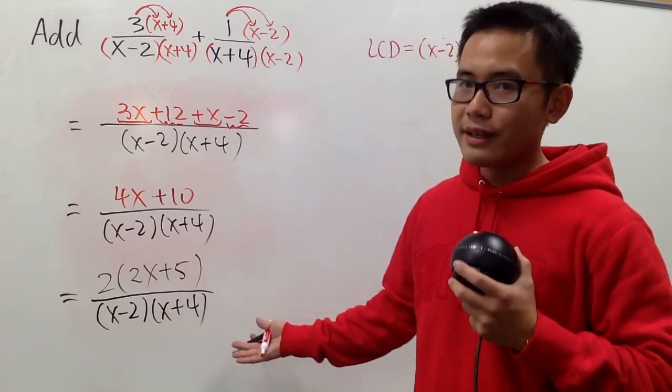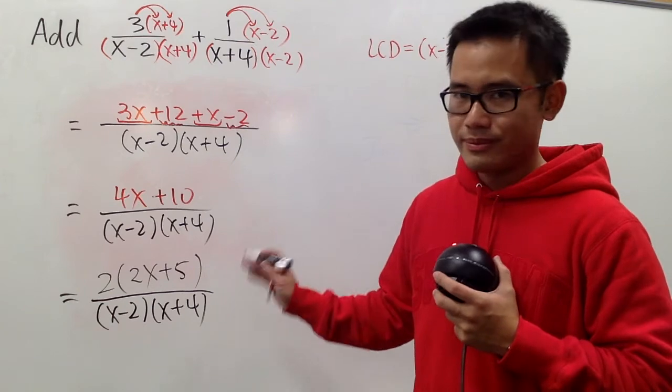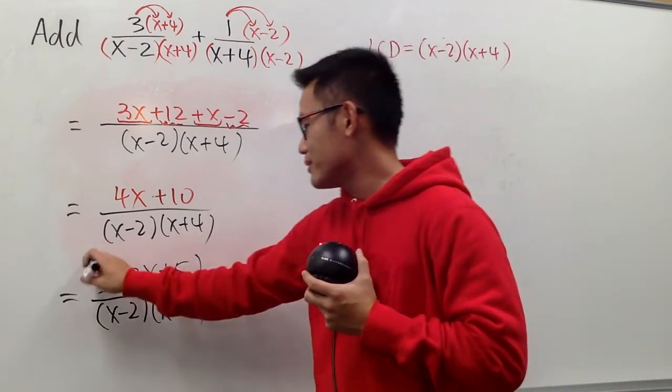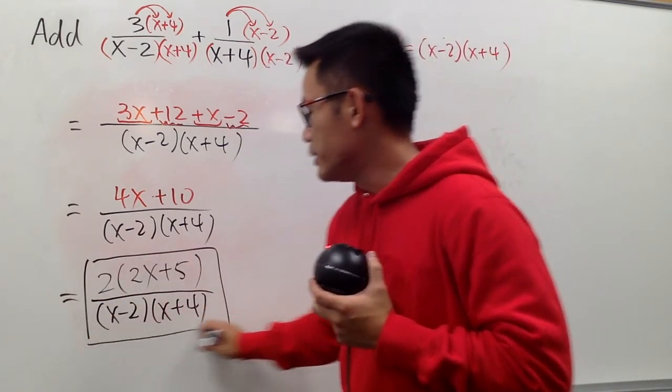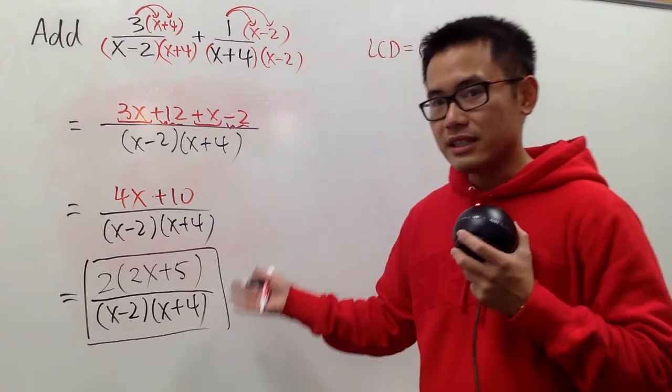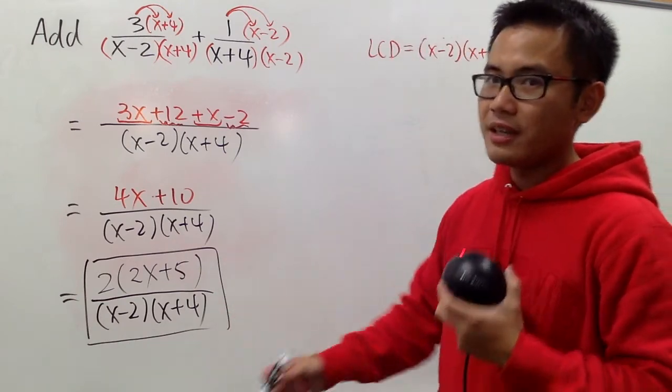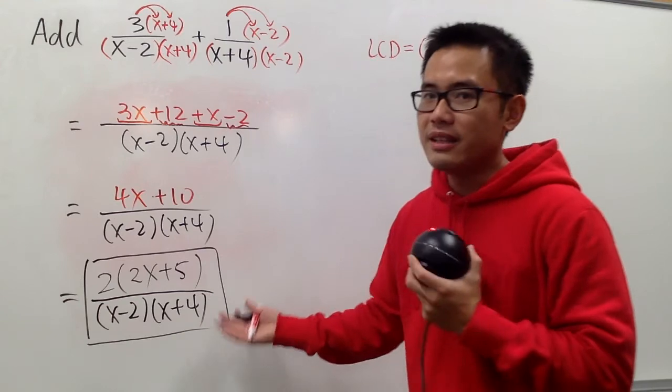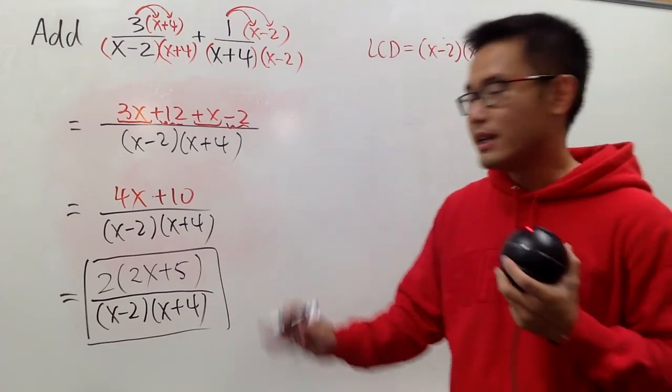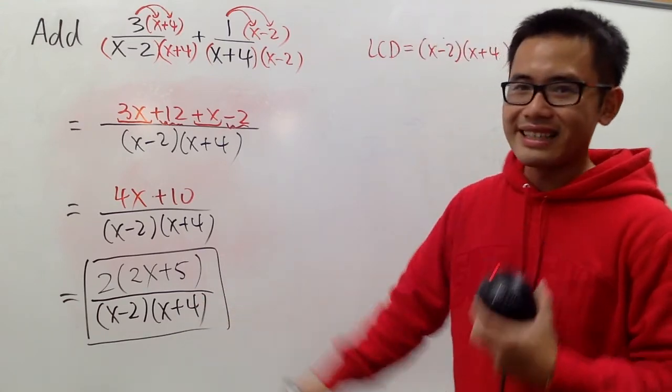Are there any common factors that we can cancel? No, right? Okay, this is the answer then. And you leave the answer in the factored form. In fact, this is preferred because we are double checking, triple checking to see if there's any common factors that we can cancel, right? So this is great. You can just leave it like that, and that's it.